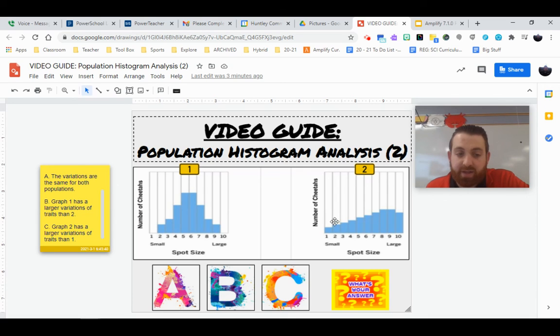answer C. Graph 2 has a larger variation of traits than 1. Hopefully, we didn't get the distribution of how many traits confused with the variation. If we did, or we don't quite know why 2 has a larger variation than 1, reach out to me. Let's definitely figure that out together. Otherwise, good luck with the rest of the questions.